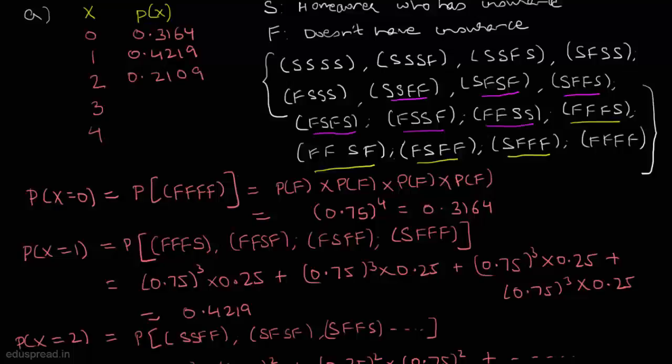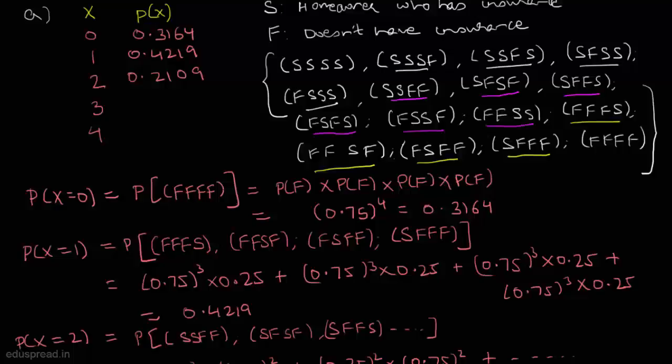Just like I have found the probability for these 3 values of X, we can also find the probability for these 2 values of X. So to find the probability that X is equal to 3, we have to highlight the outcomes where we have 3 S. In that case, we will have 4 outcomes. One is this, one is this, this, and this. So we can use these outcomes to find the probability when X is equal to 3. Similarly, we can find the probability that X is equal to 4. X equal to 4 means that we should have all S. So X is equal to 4 corresponds to this outcome, and then we can find the probability of this outcome.